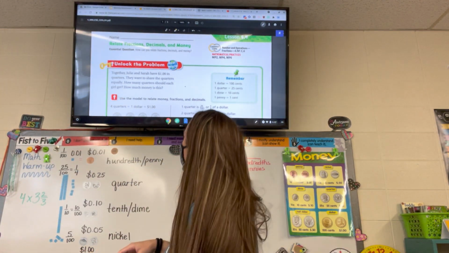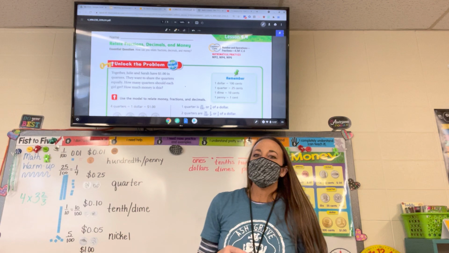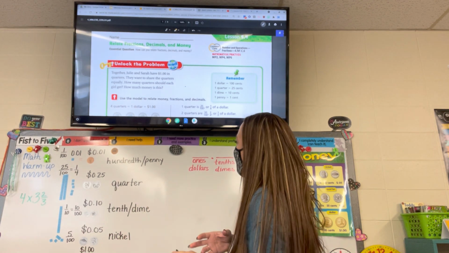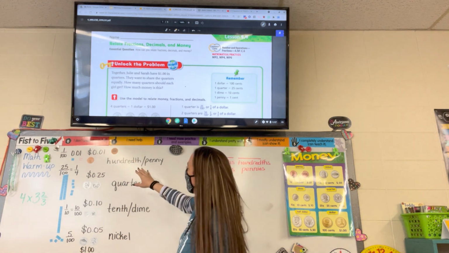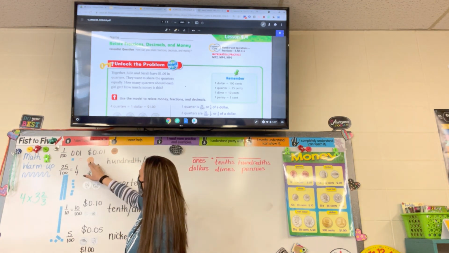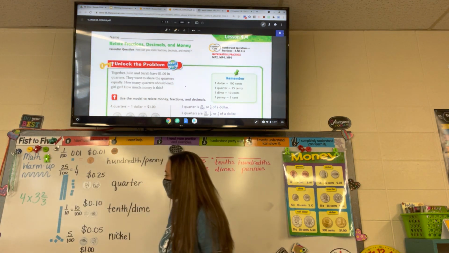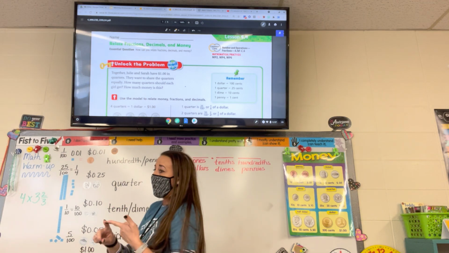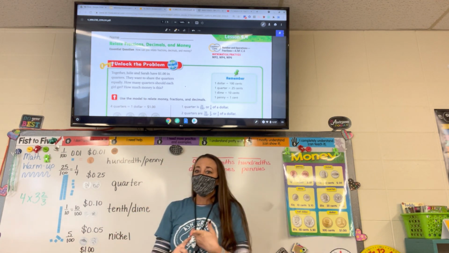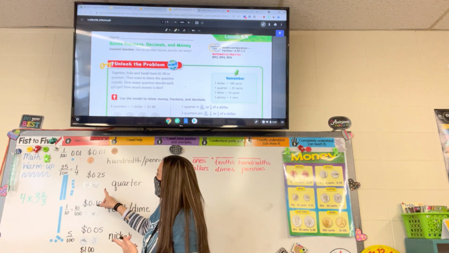Today we are doing lesson 9.4, relate fractions, decimals, and money. So to start out with, we've got pennies, quarters, dimes, nickels, and dollars over here. And I have put down what their fraction is, and I have put down what their decimal is.